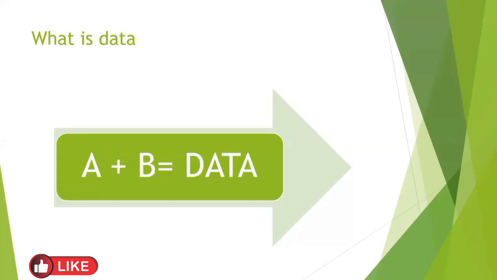So, data. My name is data. A plus B is equal to data. Combining two different things together is also data. Somebody's name is data. Your age is data. The ages of certain people in a class are data. The addresses of individuals in this class are data.